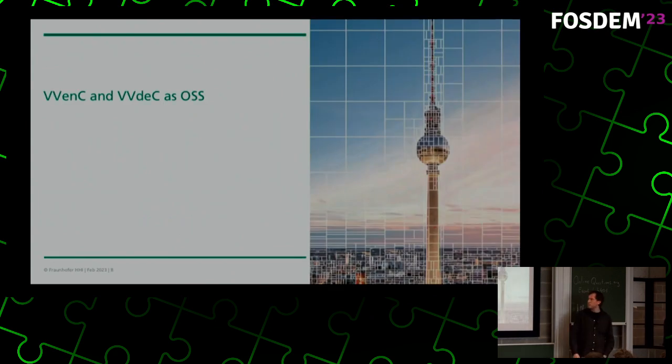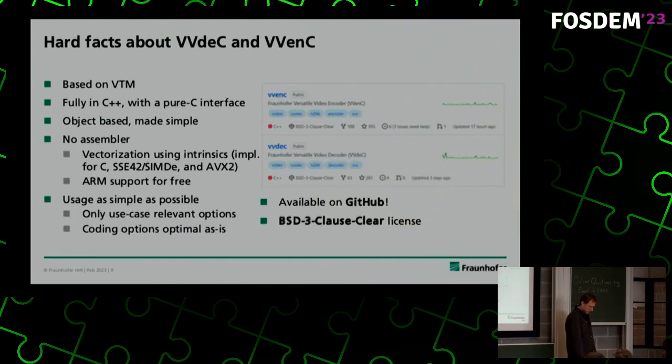All right, so let's talk some more about the projects. Some hard facts. As I already mentioned, they are based off VTM. They are both written fully in C++, but we do have a pure C interface, so you can integrate it into frameworks or just use it from pure C code. Those are C++ projects, right? So they are object-based, but it's kept very simple. We try not to hide anything, no getters, no setters, and have all the control over what is happening in the memory. Contrary to some other projects, we do not do assembler at all.